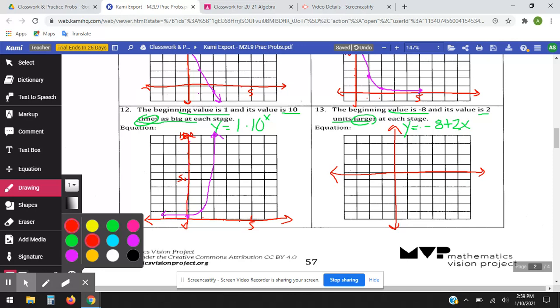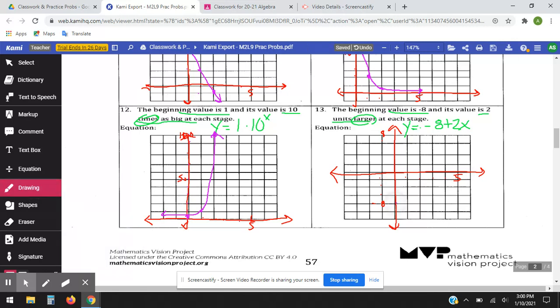So 2, 4, 6, 8 will be up here. 2, 4, 6, -8 will be down here. And we'll do 1's on the x's. 1, 2, 3, 4. Here's 5. So we're going to start at -8. And it's increasing by 2 each time we go over. Remember, we're counting by 2's. So we're going to just go 2 up and 1 over.